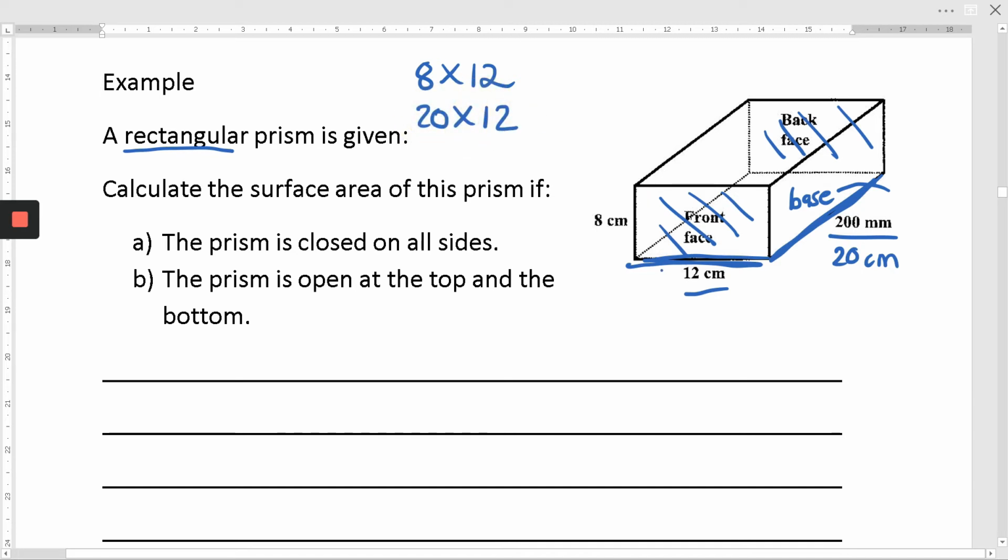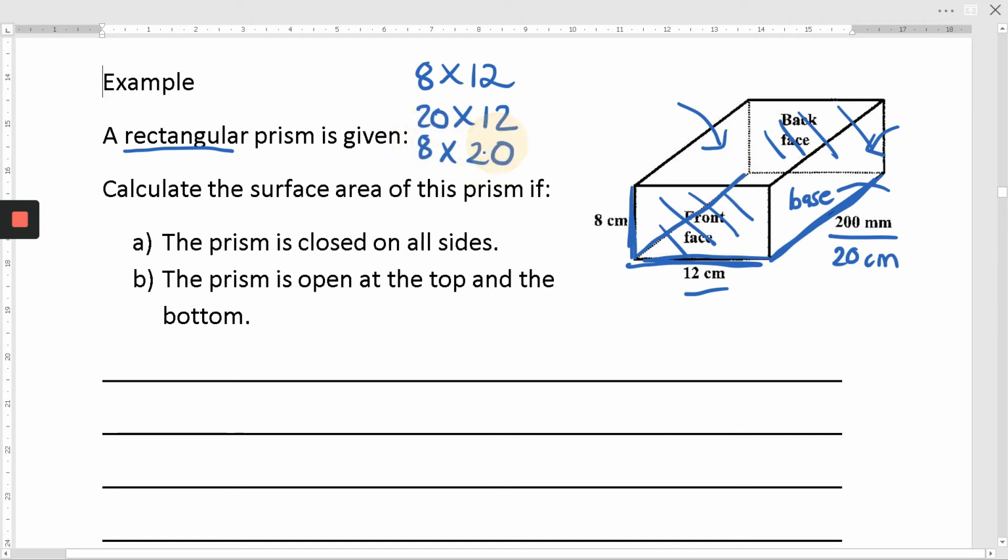And then there's one more set of rectangles. There's obviously 2 of the 20 by 12 because it's the bottom and the top. And then there's my left and right. And the left and right are there and here. And my left and right, if you can see those, that's 8 by the 20.